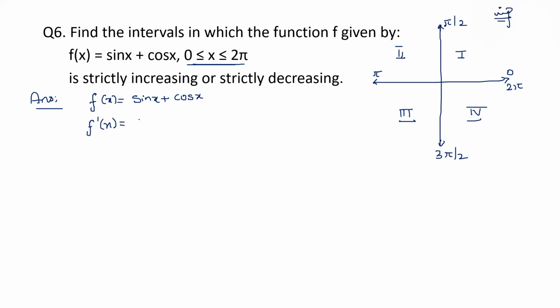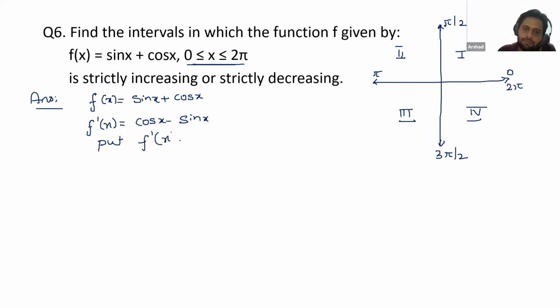Cos x minus sin x. Very good. Cos x minus sin x. Okay. What is the next step for? So put f dash x equal to 0. Very good. Put f dash x is equal to 0. So what will you get? Cos x minus sin x is equal to 0. Okay. Now what is the next step?